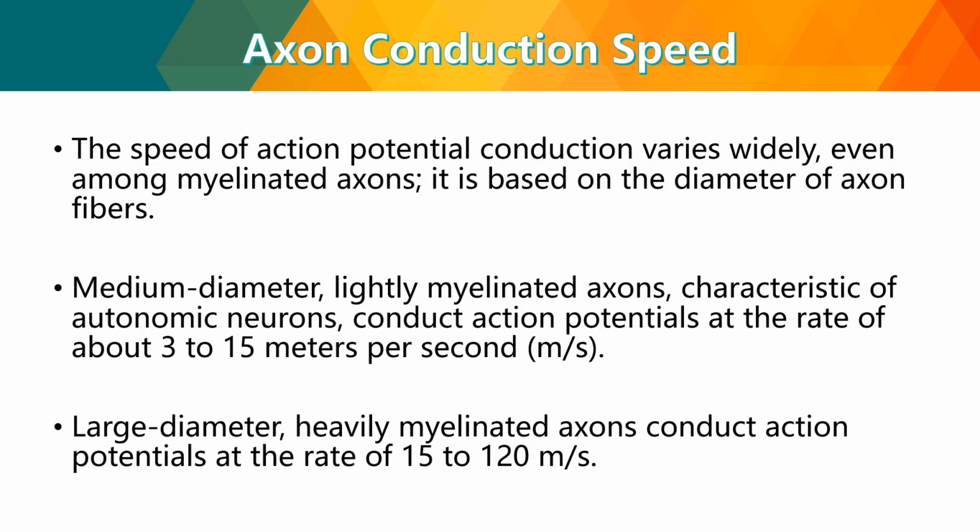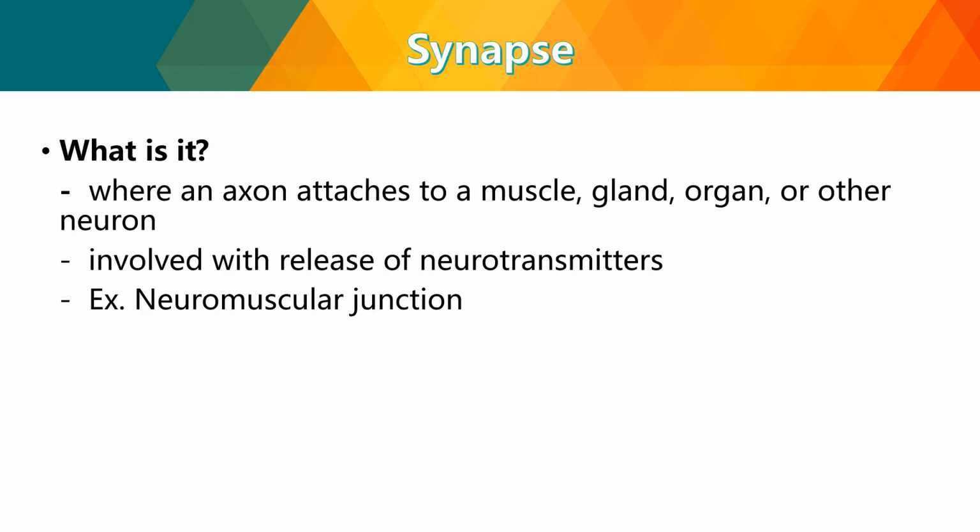So for the axon conduction speed, the speed of action potential conduction varies widely, even among myelinated axons. It is based on the diameter of the axon fibers. Medium diameter, lightly myelinated axons, characteristic of autonomic neurons, conduct action potentials at the rate of about 3 to 15 meters per second, and large diameter, heavily myelinated axons conduct action potentials at the rate of 15 to 120 meters per second.